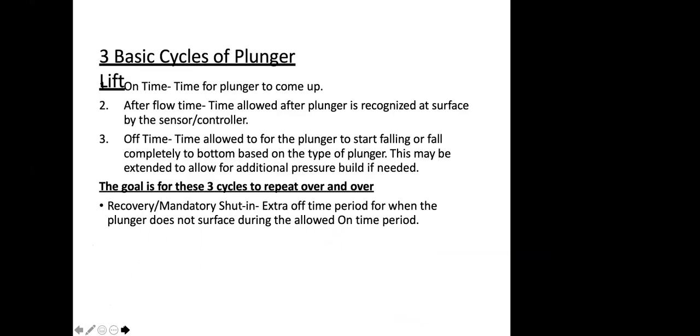Okay, and the next slide is the three basic cycles of plunger lift. So the first cycle is when we have the controller in an open state. So when I say the controller is showing an open state, depending on the type of controller, it could be showing open time, it could be showing on time, it could be showing plunger wait. It just depends on the language of the controller.